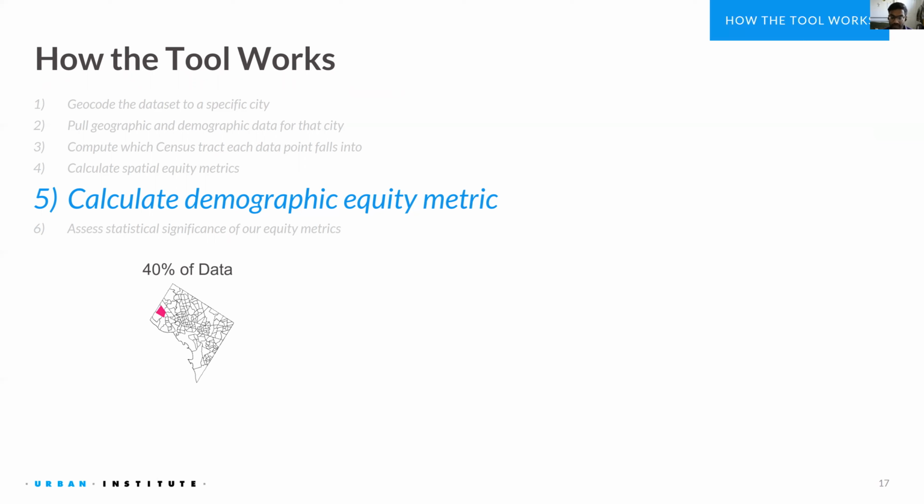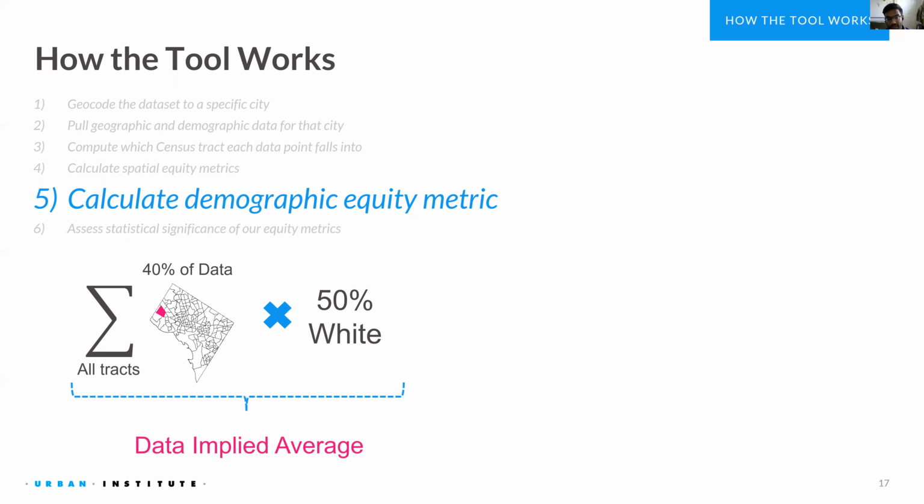So the way this works is, again, focusing on that specific tract. Let's say that particular tract contained 40% of the data. And let's say that tract was 50% white. Then we would sum that number. So in this case, 0.4 times 0.5, but do that same calculation for all of the tracts. And we would call that the data implied average.